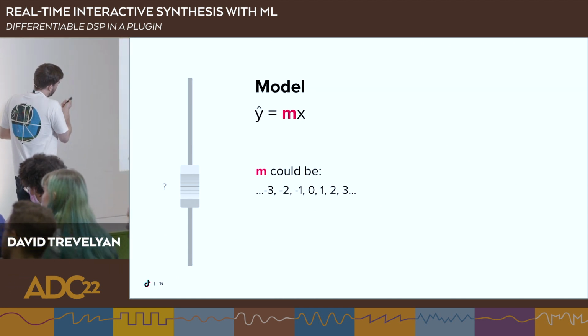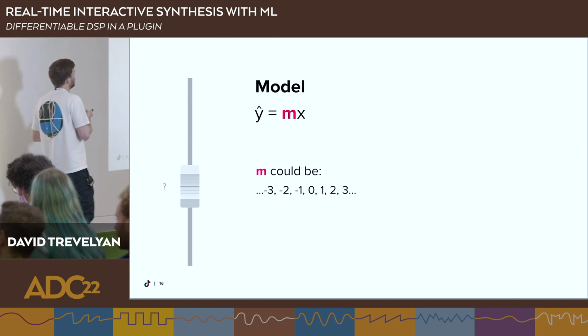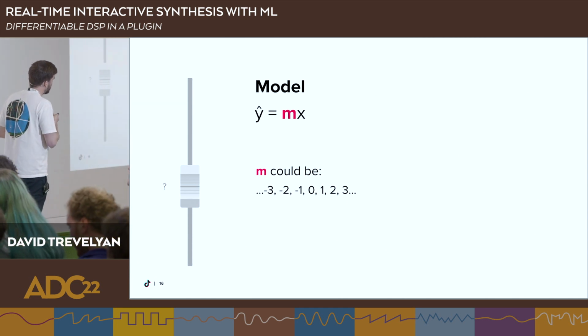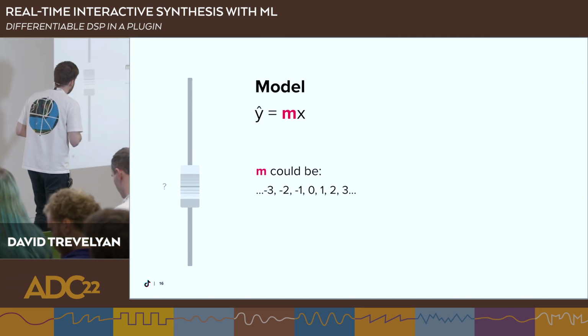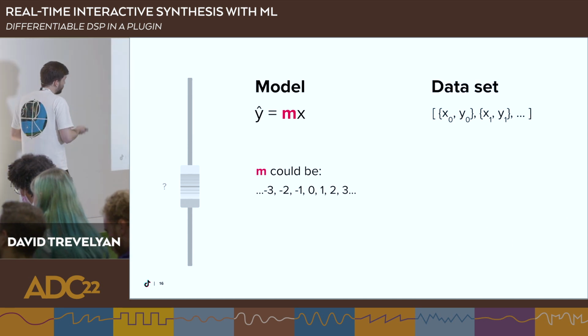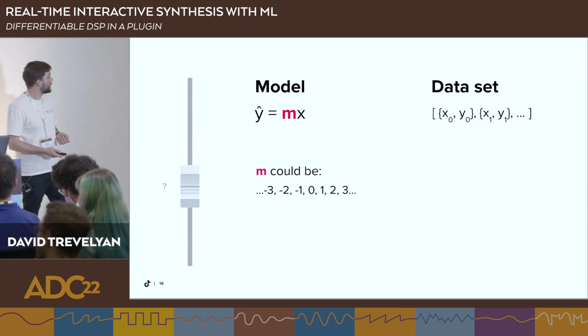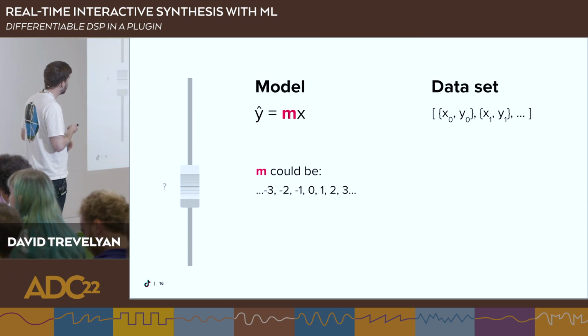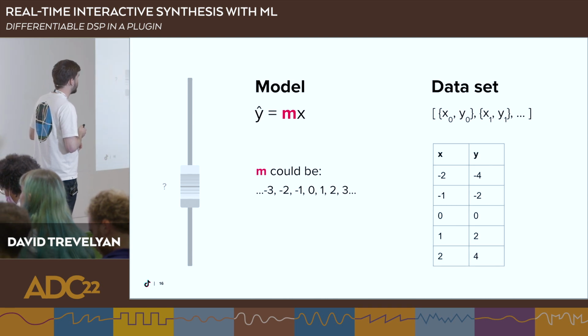Our model gives us a prediction for the output, y hat. Given some input x, we can apply a gain with our parameter m to get a prediction of the output. But we don't know what m is because we don't know where the fader is. But with a little bit of help from a data set, in this case, we might have a list of input and output pairs, we can find out a little bit more.